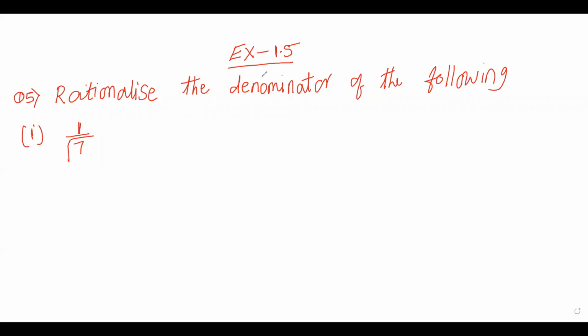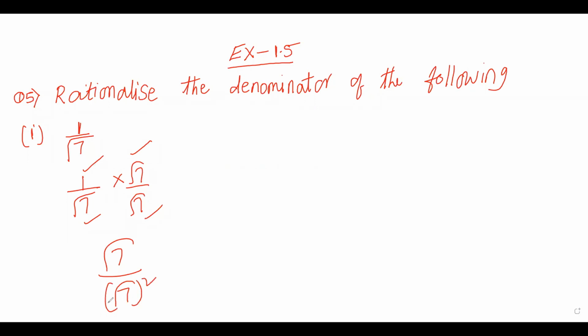So in the last question of exercise 1.5, rationalize the denominator. First bit is 1 by root 7. Rationalizing factor is root 7. Multiply and divide with root 7. Numerator into numerator, 1 into root 7 is root 7. Root 7 into root 7 is root 7 whole square. Square and root will get cancelled. So the final answer is root 7 by 7.